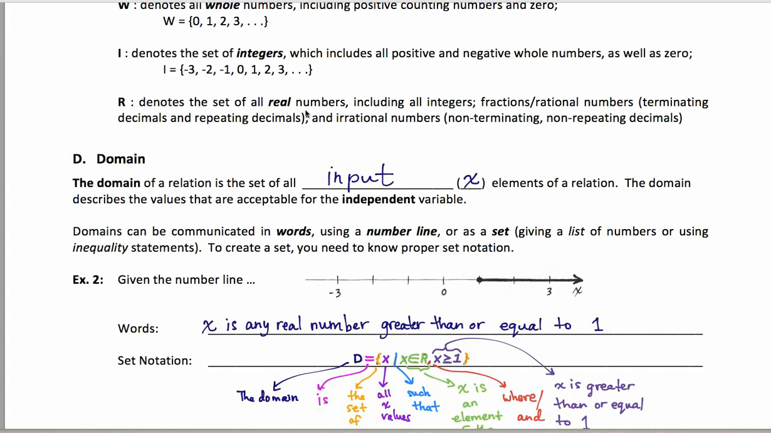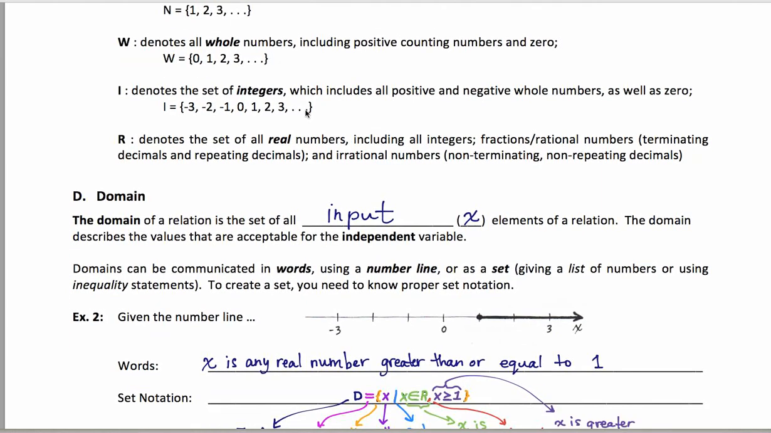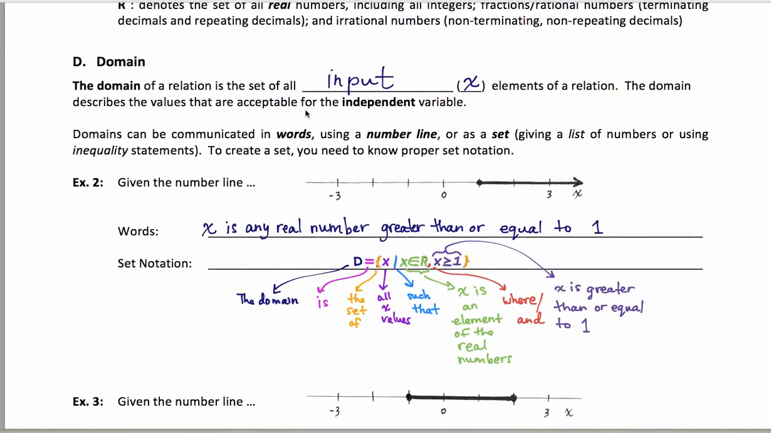We are going to talk about imaginary numbers in the next unit, actually. So hang on to your seats, people, because it's not all real numbers in the world. We do have some complex numbers that will include imaginary numbers. But for now, we're looking at natural, whole, integers, and real numbers. Okay, so these are the number sets that we're going to be working with.